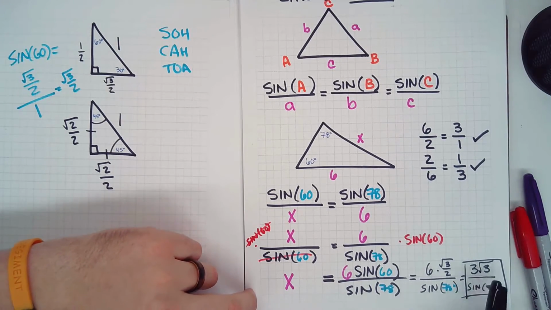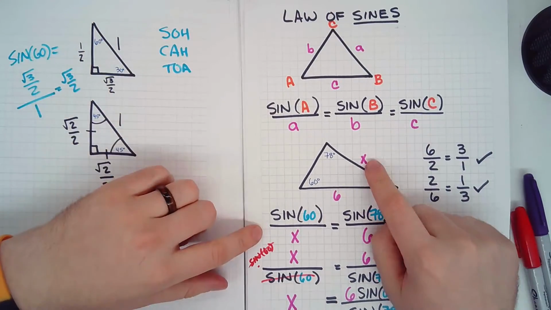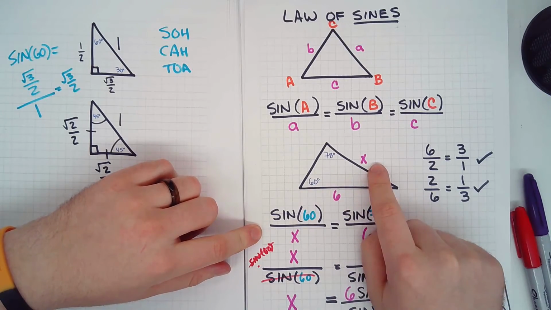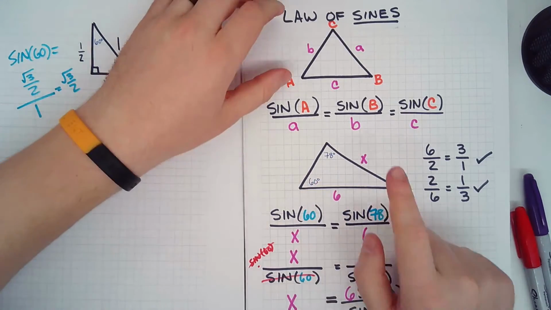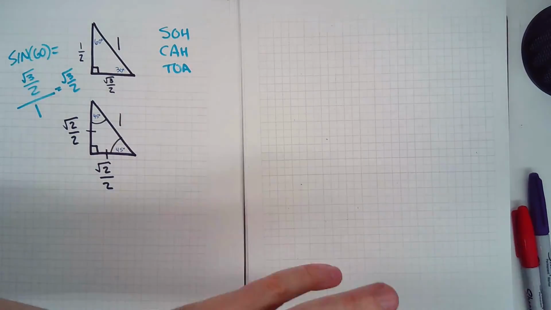So what else can the law of sines be used for? I mentioned that we can find side lengths. But what if x was here instead of there? We can also solve for the angle given two sides and another angle. So let's experiment with that. So here's my generic looking triangle. Again, this works for all triangles, including right triangles.